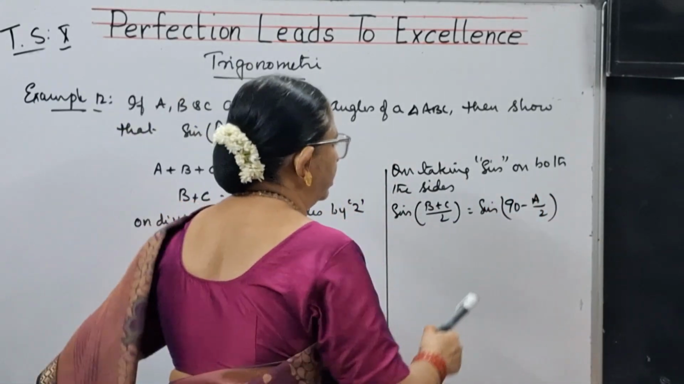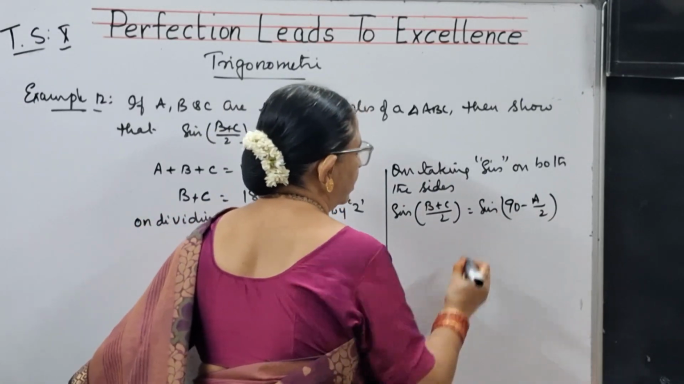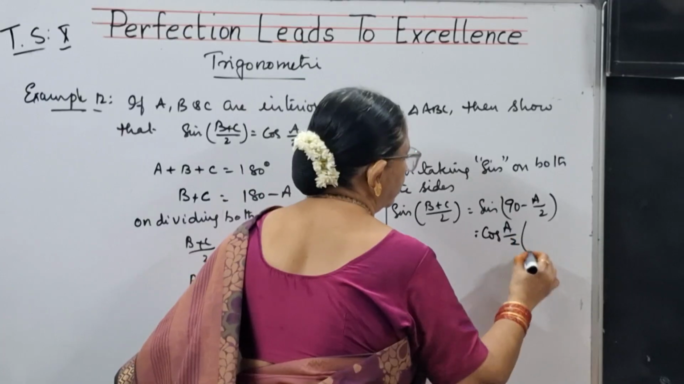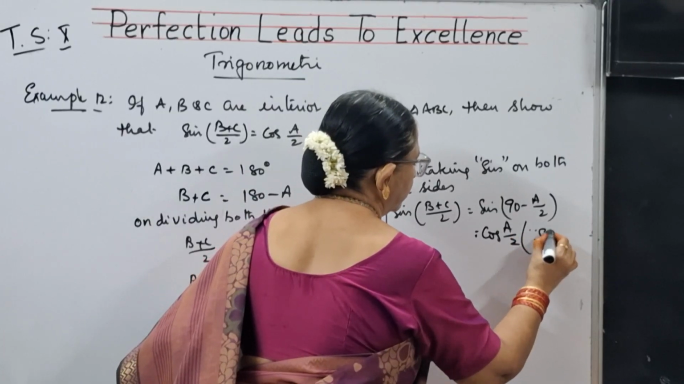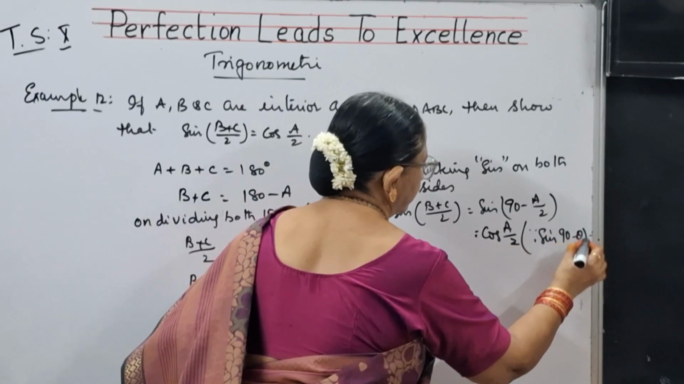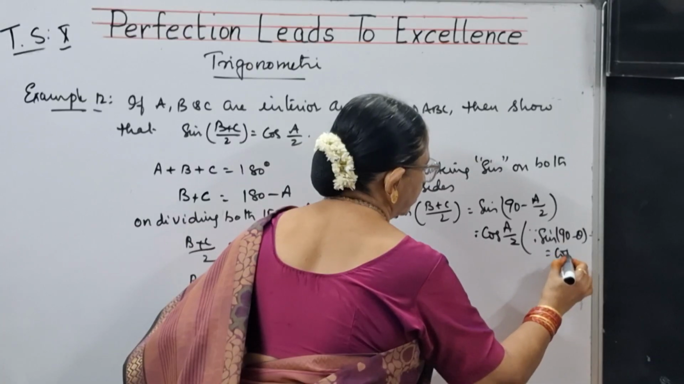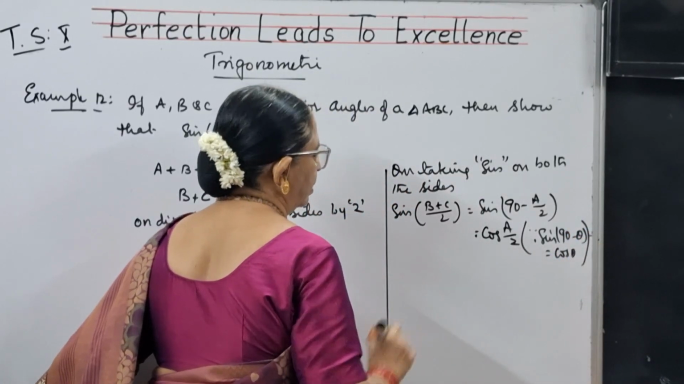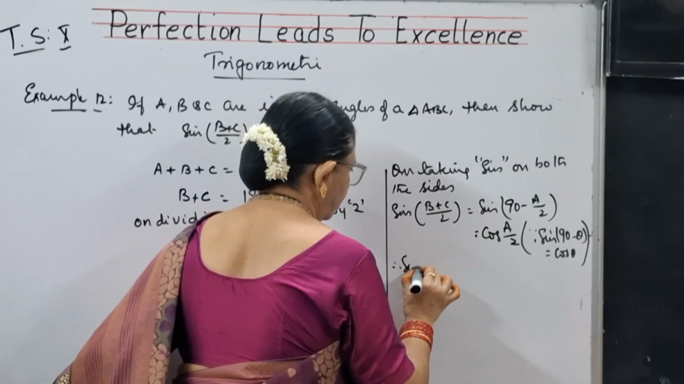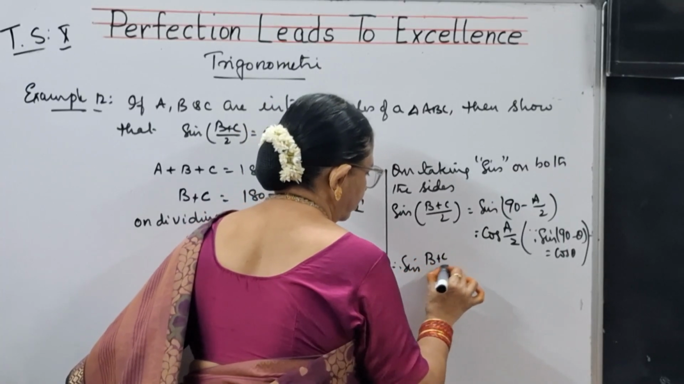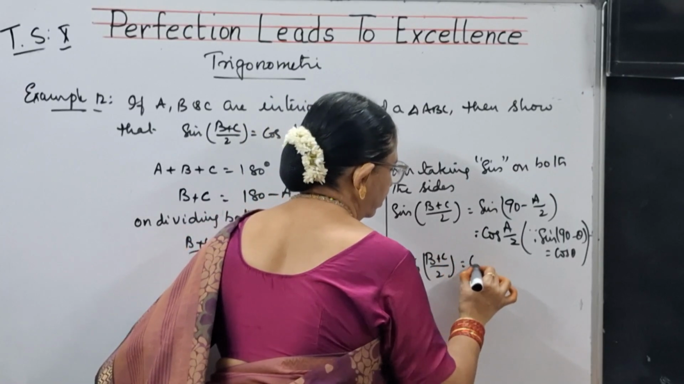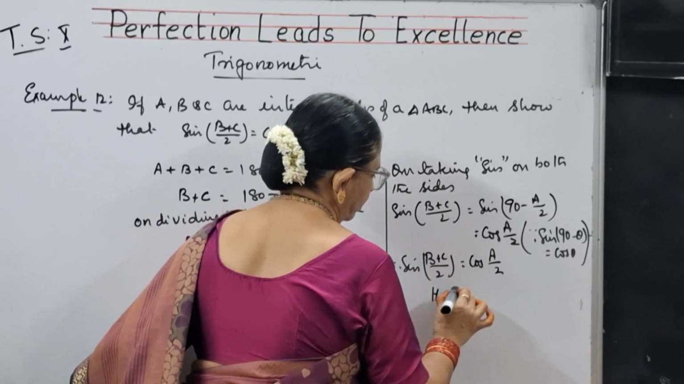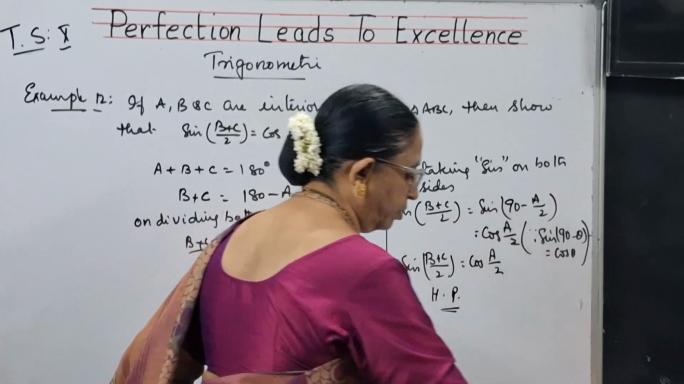So this is nothing but sine 90 minus theta, that is nothing but cos A by 2. Why is it? Because sine 90 minus theta is equal to cos theta. This is the reason why I have written cos A by 2. Therefore, sine of (B plus C) by 2 is equal to cos A by 2. This is what they have asked you to prove, and we have proved it.